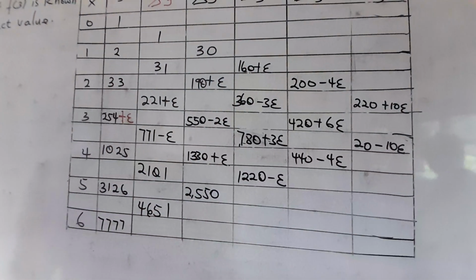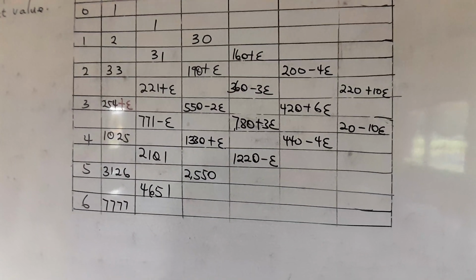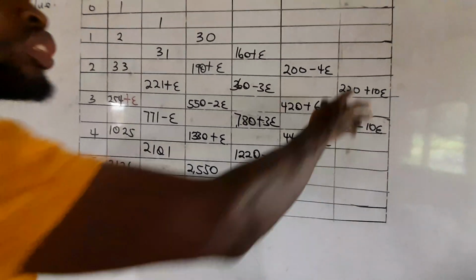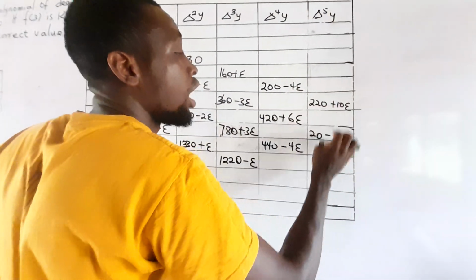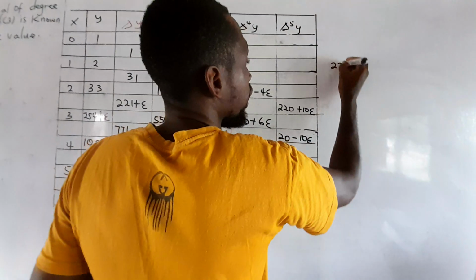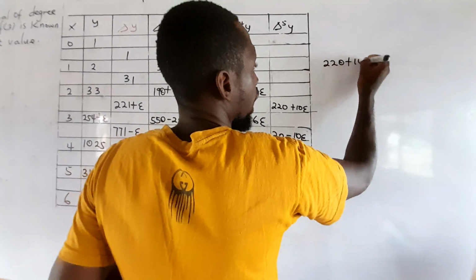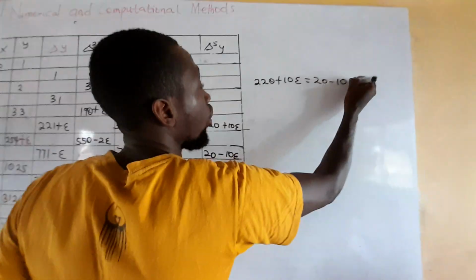Now, having known that the polynomial is of 5th degree, it implies that the constant occurs at the 5th degree. So these values are the same, so we can compute that value. So we can say 220 plus 10 error is equal to 20 minus 10 error.